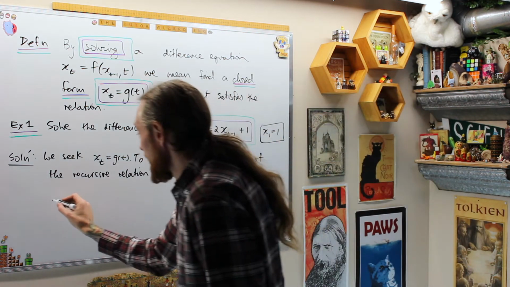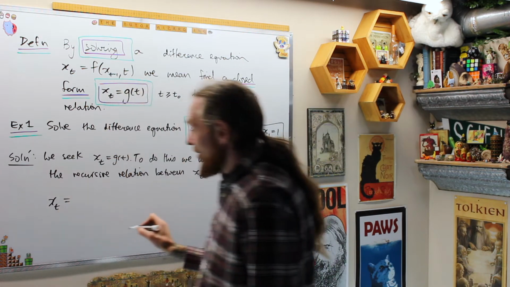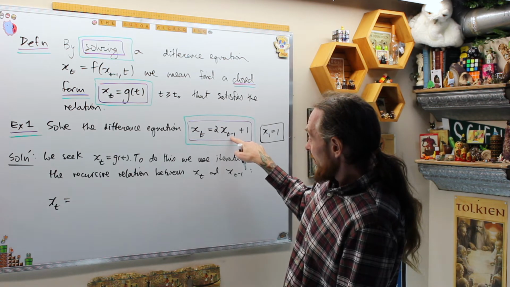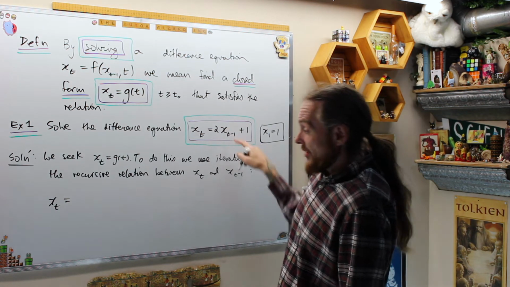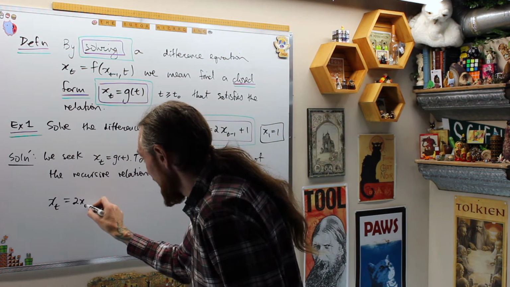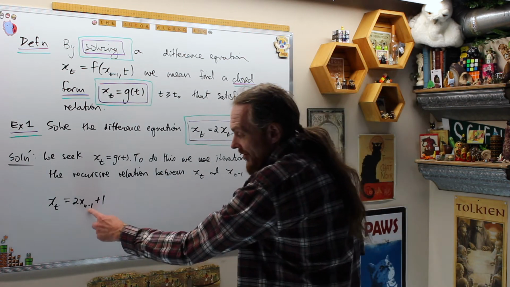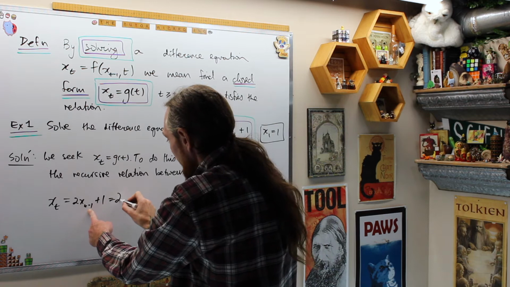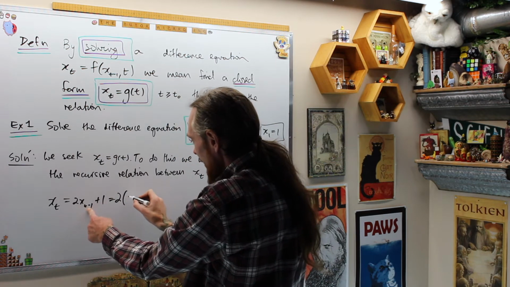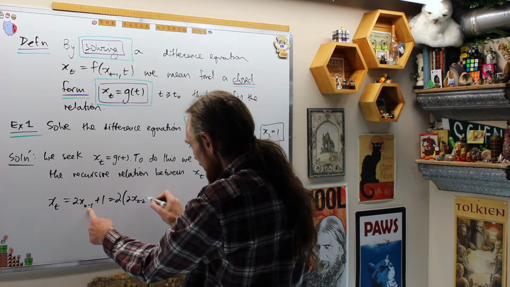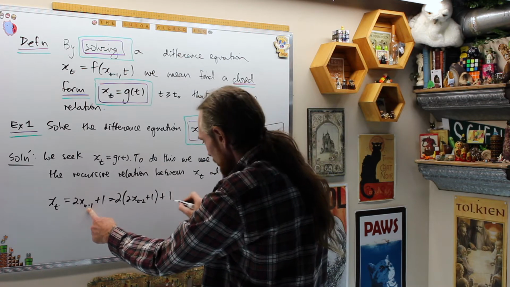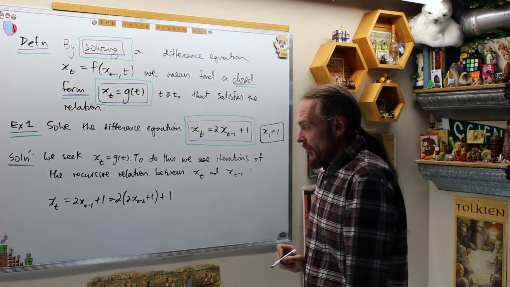Let's do that. So xt is going to be, by our recursive relation or our difference equation, this depends on xt minus 1 plus 1. But I know something about this one. I cleverly write this: 2 times xt minus 1 is 2 times xt minus 2 plus 1, plus 1. What does that give me?